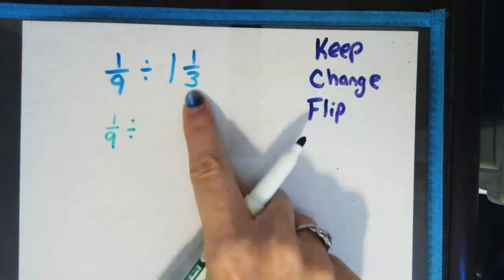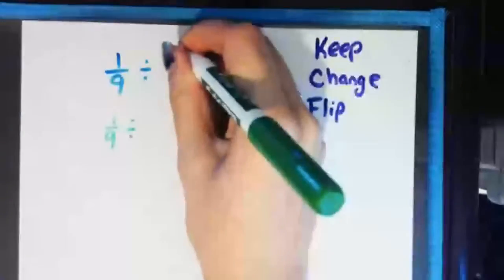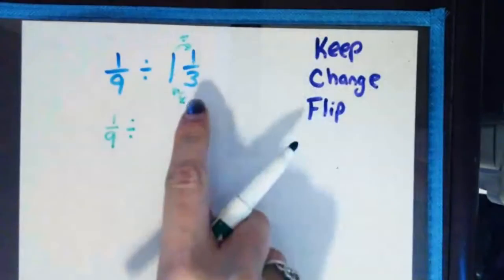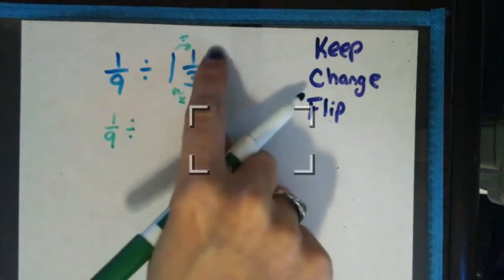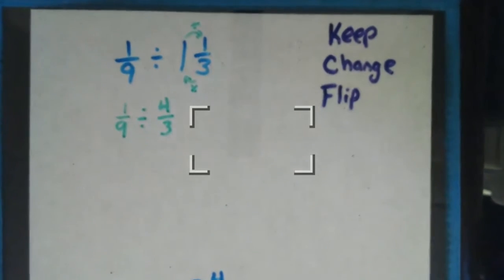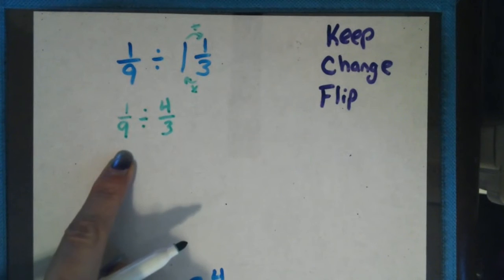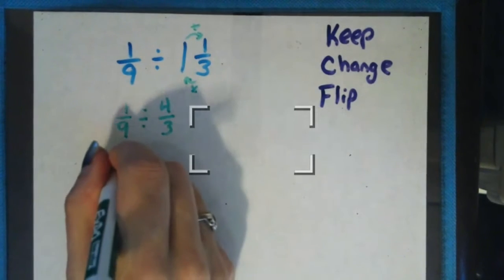That's divided by, let's change this one. I get 3 times 1 plus another 1. So 3 times 1 is 3, plus 1 is 4. So what we're looking at is 1/9 divided by 4/3. Now we're going to do this keep, change, flip thing. What it stands for is keep the first fraction the same. Don't change it at all.